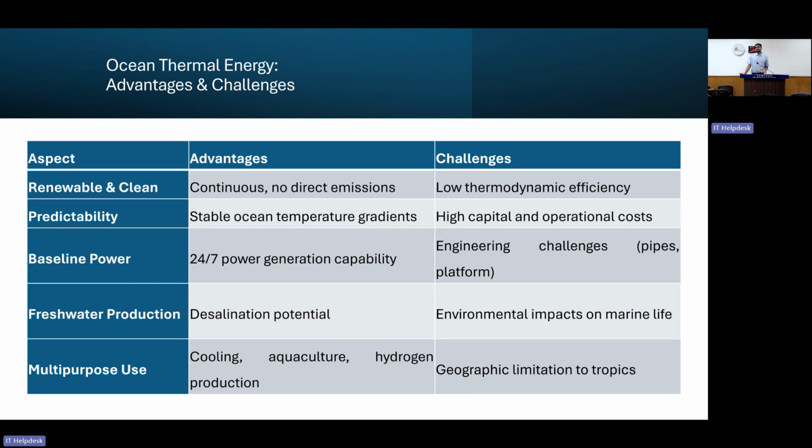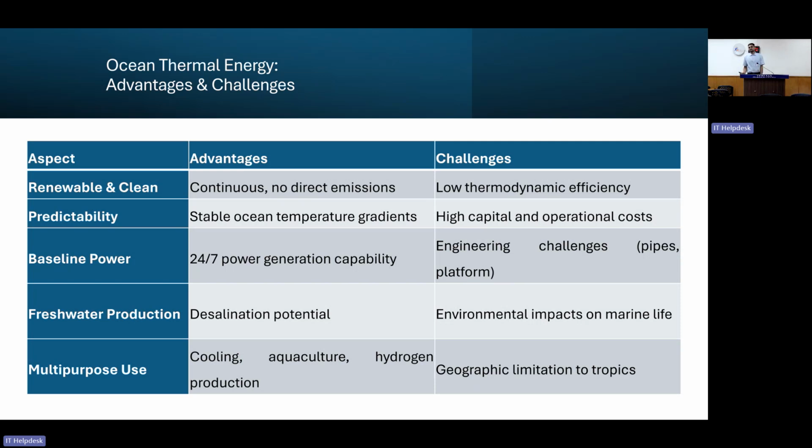However, there are certain challenges related to ocean thermal energy, like low thermodynamic efficiency. A temperature difference of only 20 or 30 degrees is not going to give you a very high advantage in tapping the energy for electricity generation. Also, there are very high capital and operational costs related to tapping ocean thermal energy, which makes it a very costly proposition.